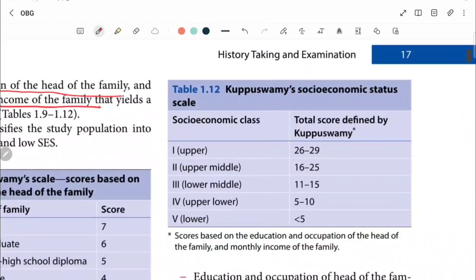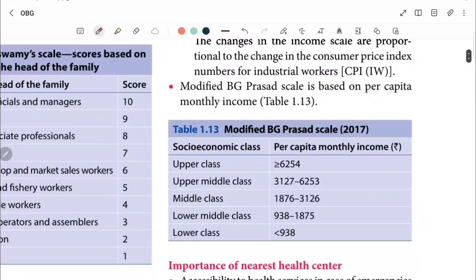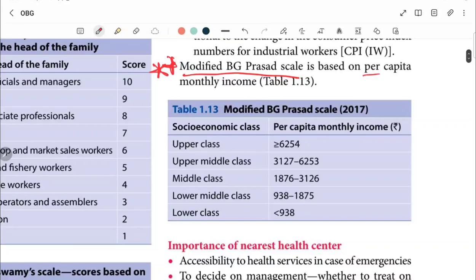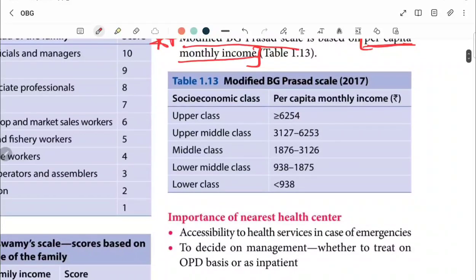Now coming to the modified B.G. Prasad scale, this is what they'll mainly ask you guys. So the modified B.G. Prasad scale is based on what? Per capita monthly income. Very, very important question. So roughly you have class 1, 2, 3, 4 and 5. Class 1 is upper class, that is per capita monthly income of more than roughly 6,300.